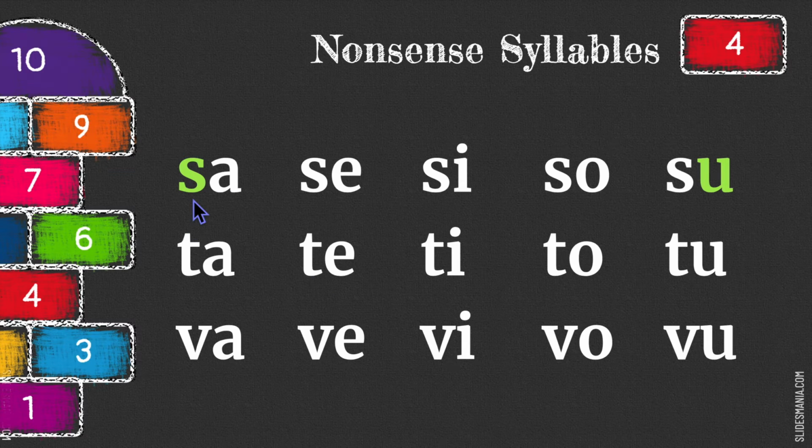Remember that the letter S has two sounds, S and Z. We always use the unvoiced S sound at the beginning of a word. Say, see, sigh, so, sue, that's too hard to say, sue.